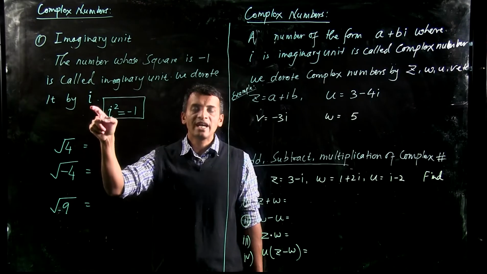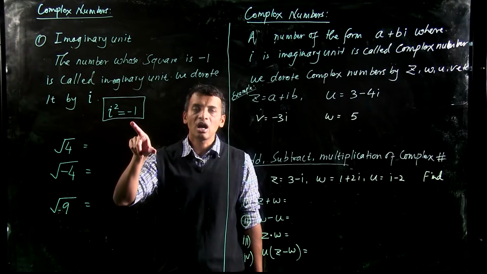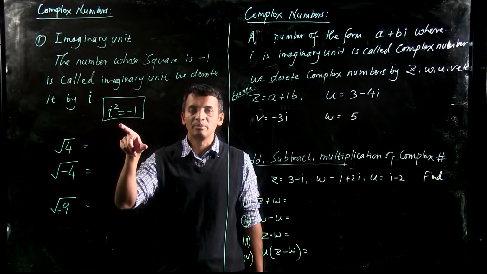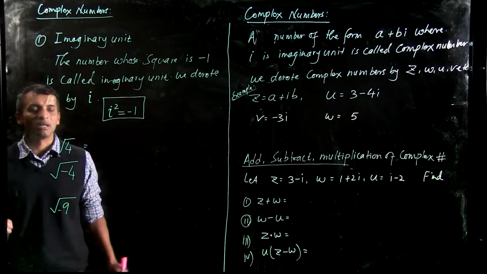So the square of i is -1. That's the definition of the imaginary unit. If the square of i is -1, then i is called the imaginary unit. So why do we need this? Let me give you some examples.